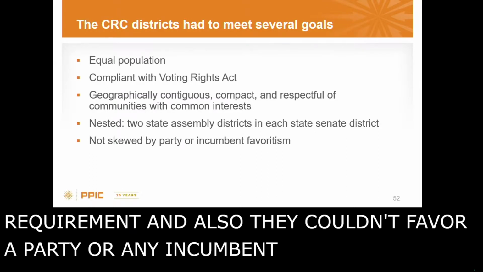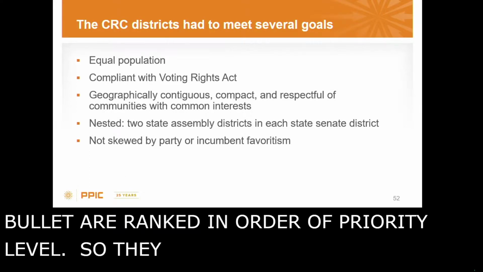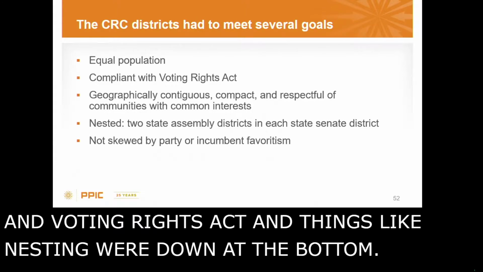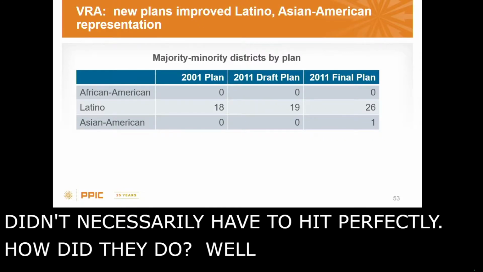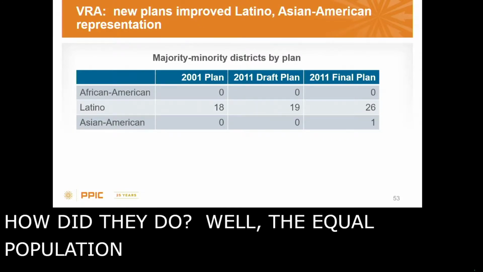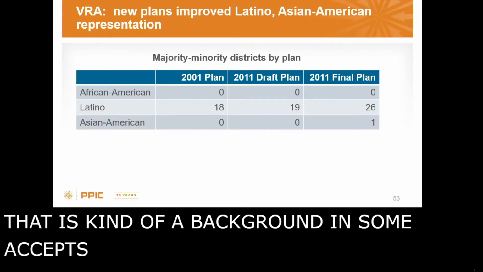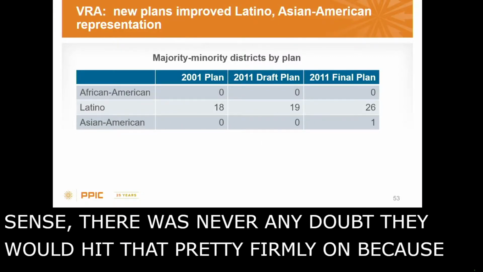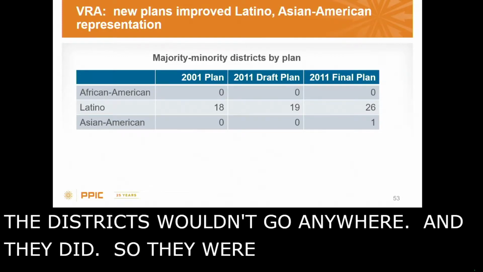The first 4 bullets are ranked in order of priority, roughly. So they had to do equal population and the Voting Rights Act first, and then things like nesting were down at the bottom. Something they should shoot for, but didn't necessarily have to hit perfectly. So how'd they do? Well, the equal population thing I won't even show you because that's kind of background in some sense. It's an important constraint, but there was never any doubt that they would hit that pretty firmly because the districts wouldn't go anywhere otherwise. And they did. So they were all quite equal in population.